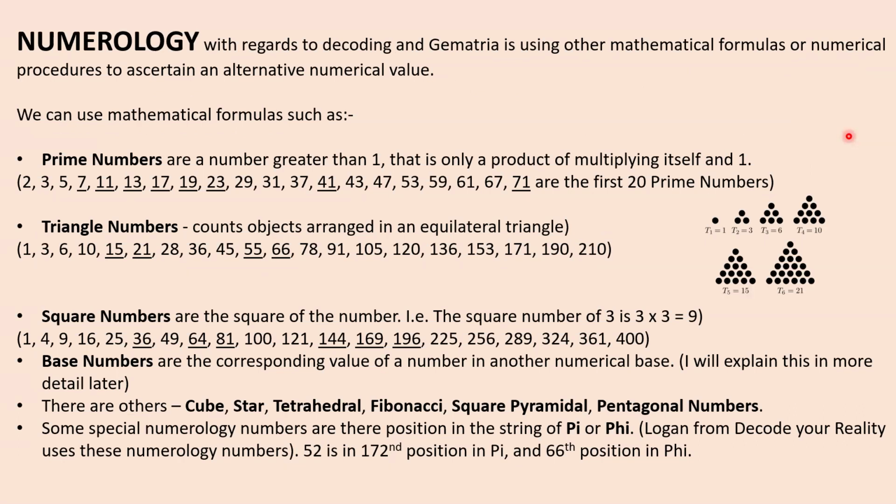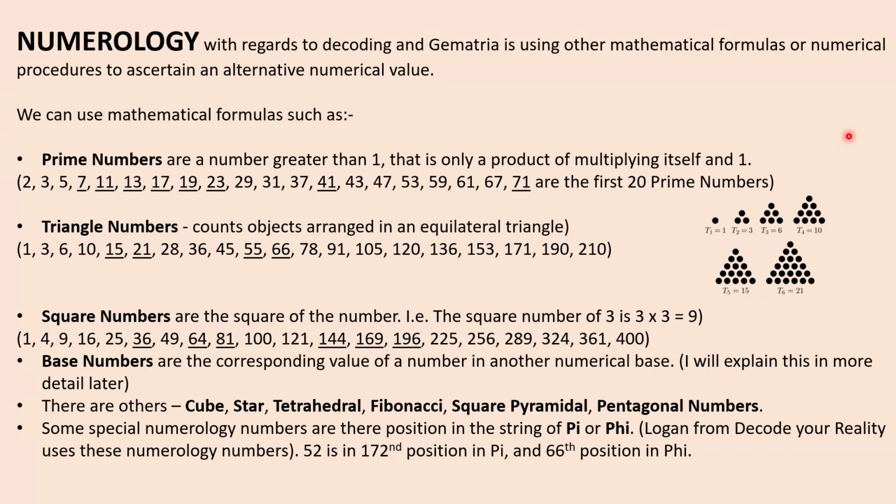Numerology, with regards to decoding and gematria, is using other mathematical formulas or numerical procedures to ascertain an alternative numerical value. We can use mathematical formulas such as prime numbers. They are numbers greater than 1 that are only a product of multiplying itself and 1. So the first prime number is 2, and there I've given the first 20 prime numbers, underlining interesting numbers if you followed my videos before. They all are prime numbers.